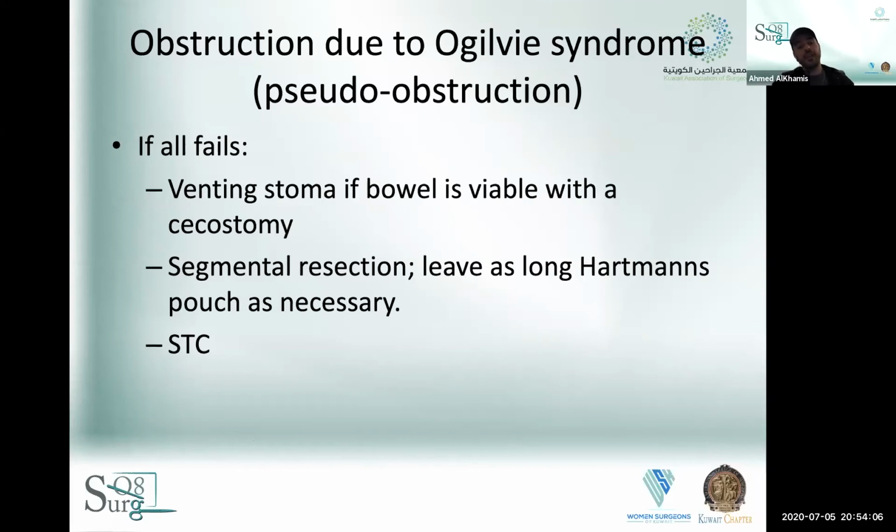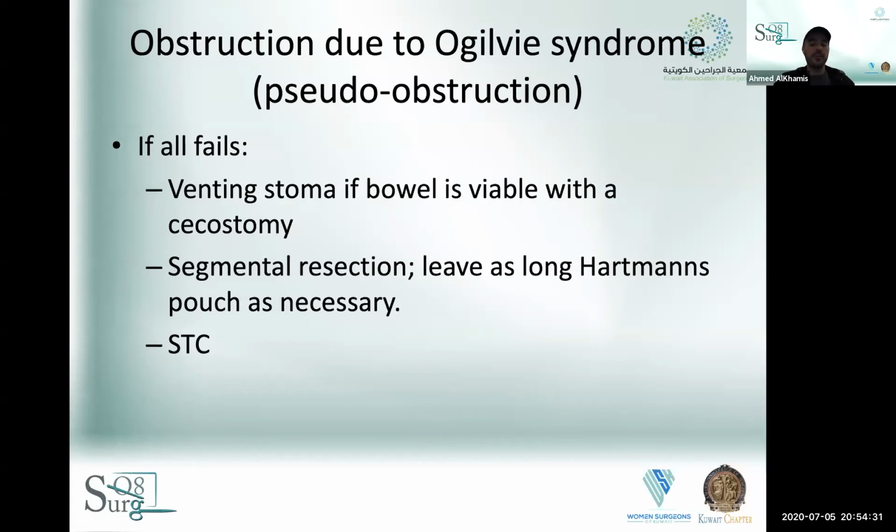If you fail, you can either do a venting cecostomy, and some people do it radiologically. I've never done it radiologically, but I'm just saying. If you go laparoscopically or do a mini laparoscopy and see necrotic bowel on the right side because of this, but the rest of the colon is normal, just do a minimum resection. Leave as long a Hartmann as you can, so it's much easier for you to anastomose. Of course, if the bowel is all necrotic, you're going to do a subtotal colectomy.